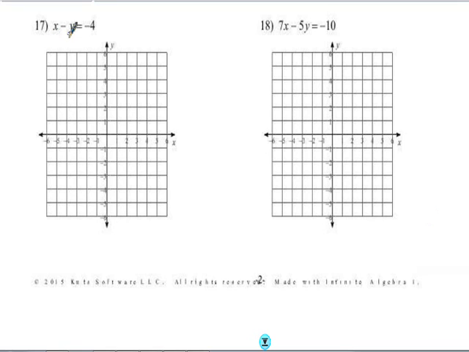Two more. So again, got to get y by itself, so move the x and then divide. So I'm going to subtract x from both sides. I have -y equals -x minus 4. Divide everything by -1. y equals x plus 4. Okay, so my y-intercept is 4. There's no number in front of the x, so I know that it's a 1. It's just not written there. So if my slope is 1, it's going to be 1 over 1, so it's up 1, right 1.